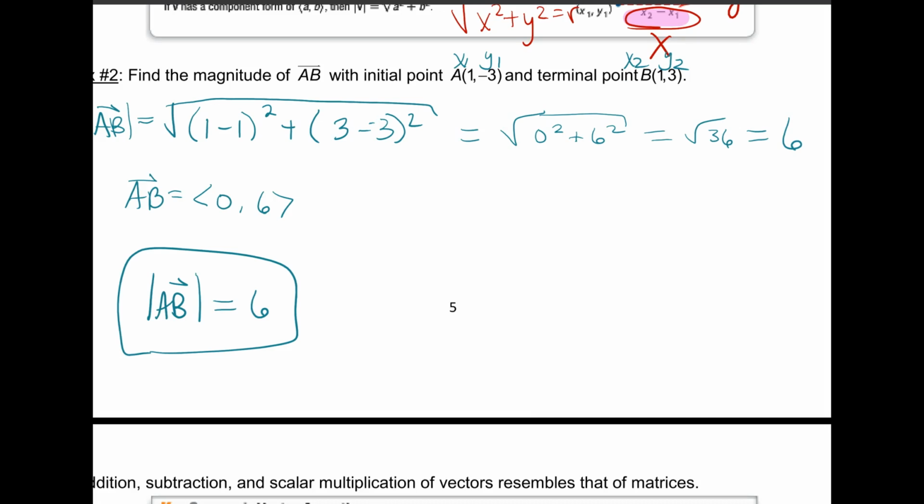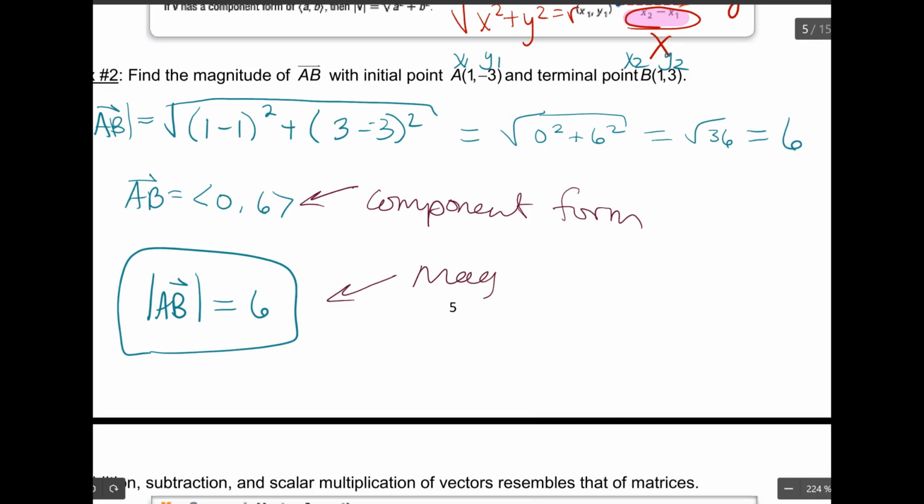I don't understand what you're asking me. If it's asking for component form, you do this. It's asking for magnitude. And component form tells you the x and y components.